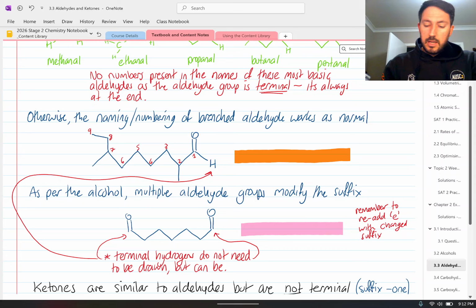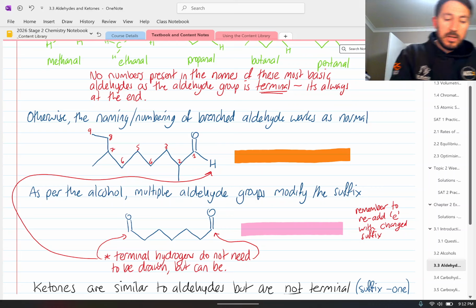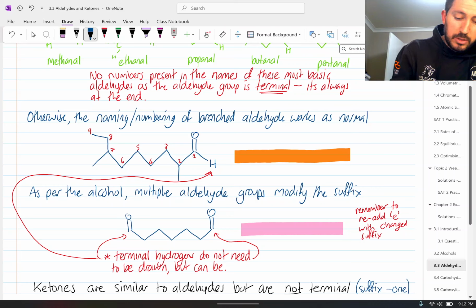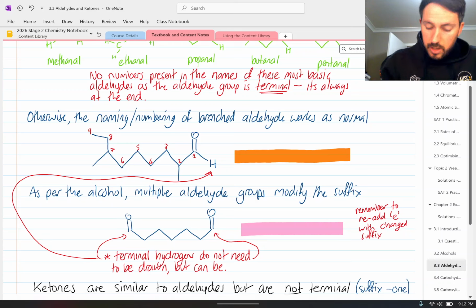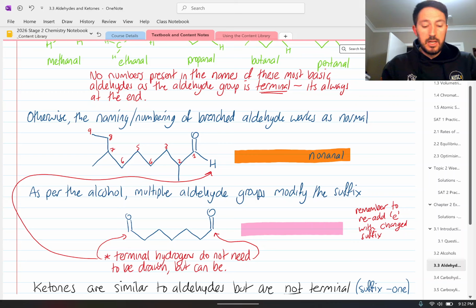Now, funnily enough, that longest chain is 9 carbons long. You don't actually have to be able to name these from scratch, but we're going to do it anyway. It's not any more difficult than the other ones, I don't think. So the base is 9 carbons, so it's going to be nonanal. The highest you'll need to go to is oct. So for example, if it was 8 carbons in the main chain, it'd be octanal.